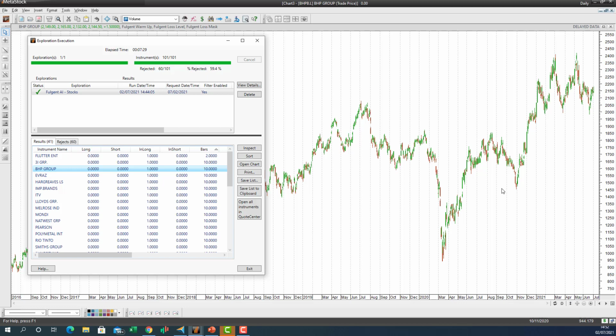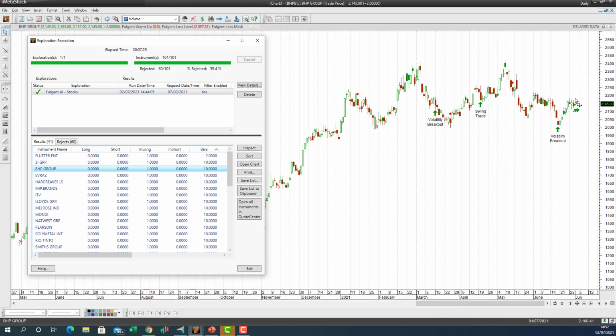BHP Group. We see what's going on here. Yeah, volatility breakout there. Stop loss is now underneath there at, let me just put the line in there. Stop loss is £20.97 on this one. So that's where the stop loss is.